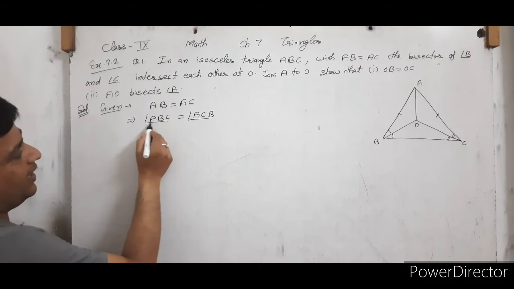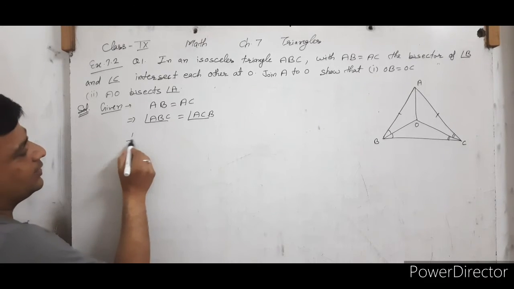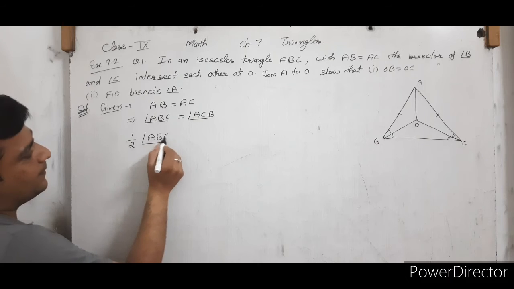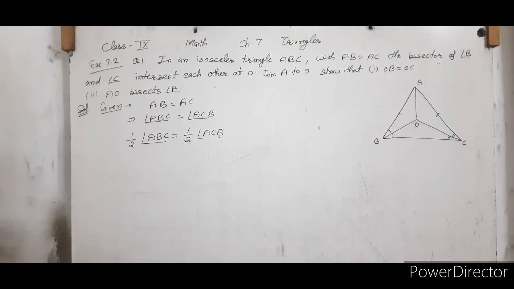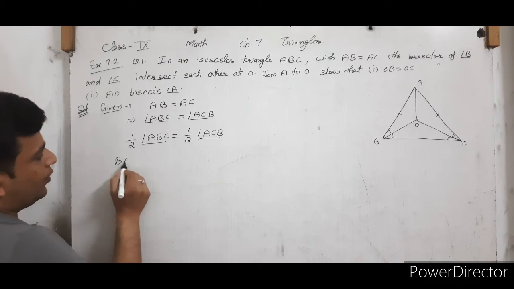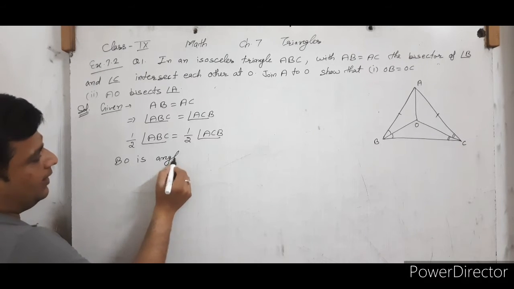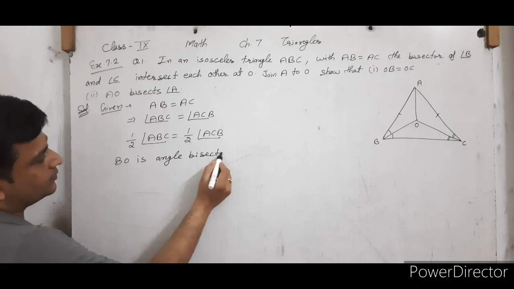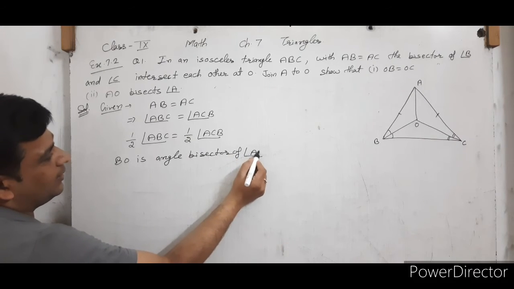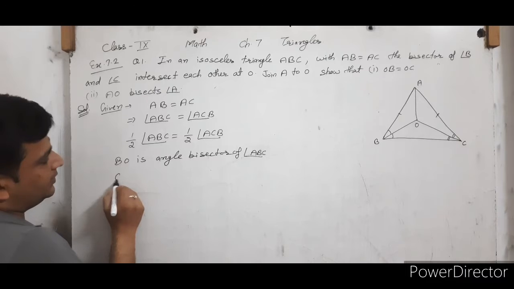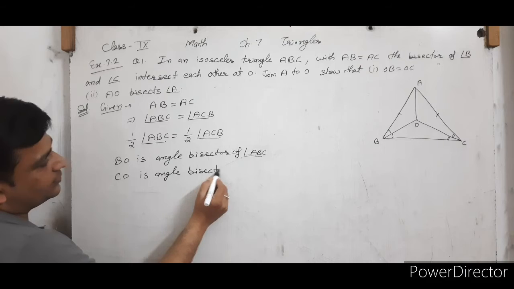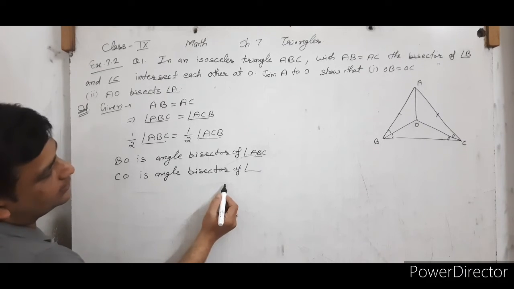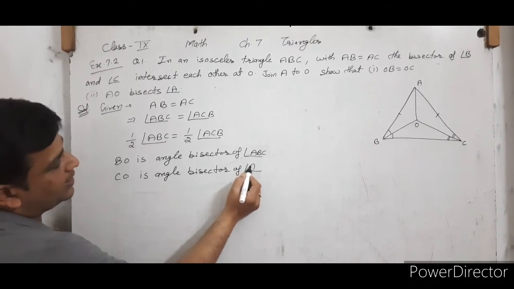as we know that if angle ABC is equal to angle ACB, then half of angle ABC is equal to half of angle ACB. If we take half of both of these, then also these are equal. BO is the angle bisector of angle ABC and CO is the angle bisector of angle ACB.